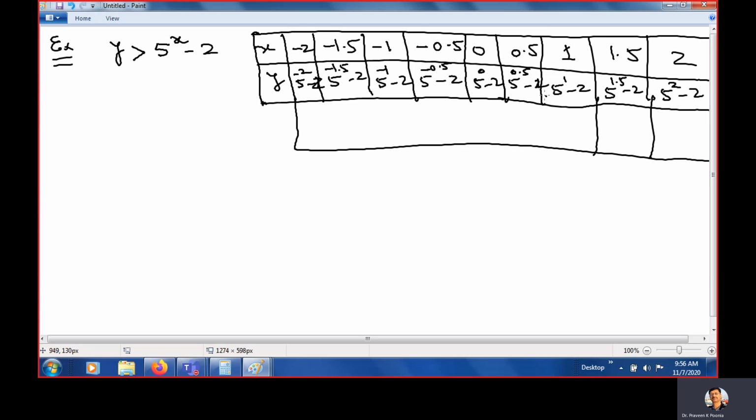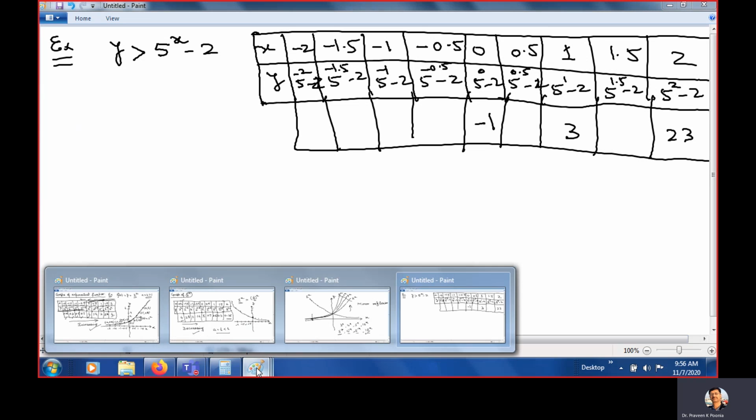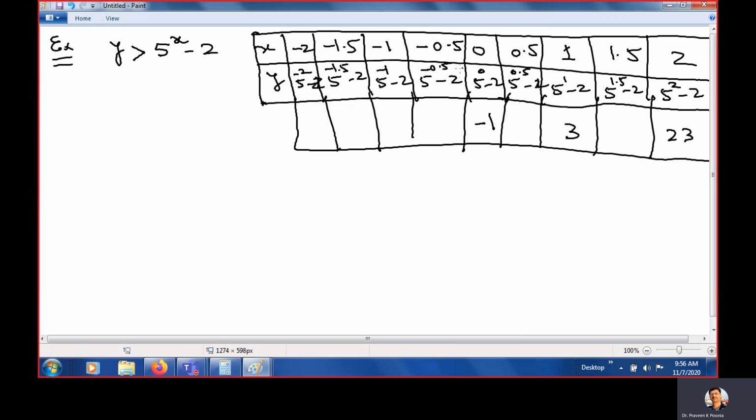So we'll use a calculator. Some values we can find directly, but some we cannot. 5 power 0 is equal to 1, so the answer will be minus 1. And 5 power 2 is 25, minus 2 is 23. 5 power 1 is 5, 5 minus 2 is 3. Clear? And this also we can find: 5 power minus 1 is 1 upon 5, which is 0.2. So this is minus 1.8, like this one.